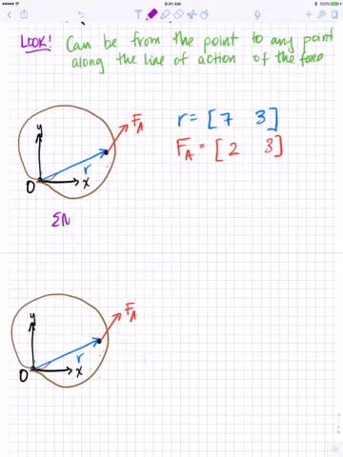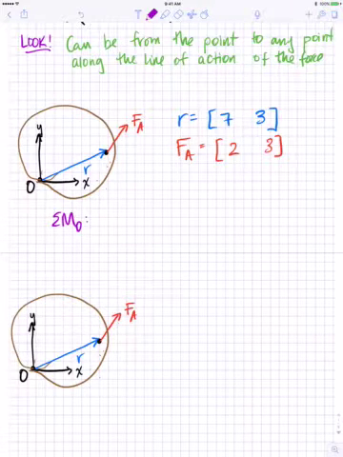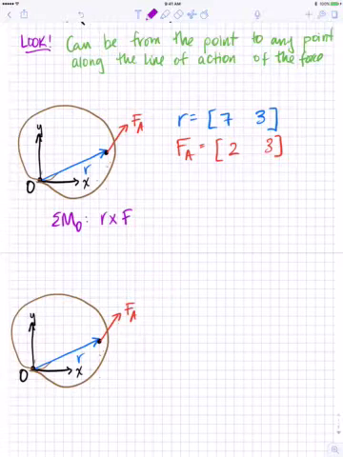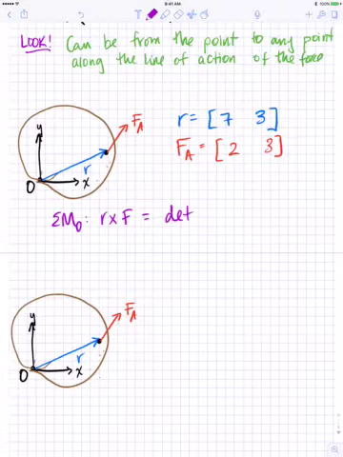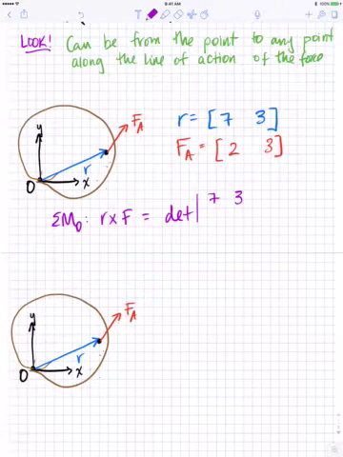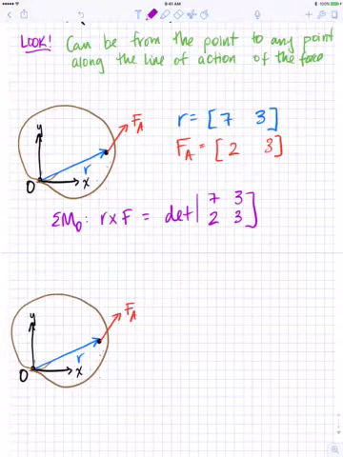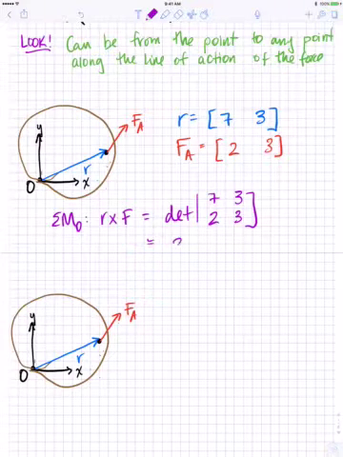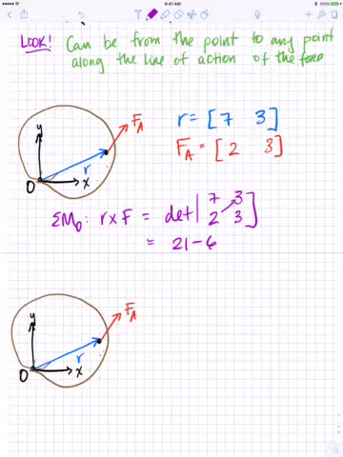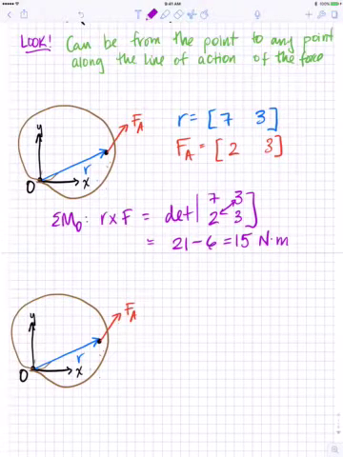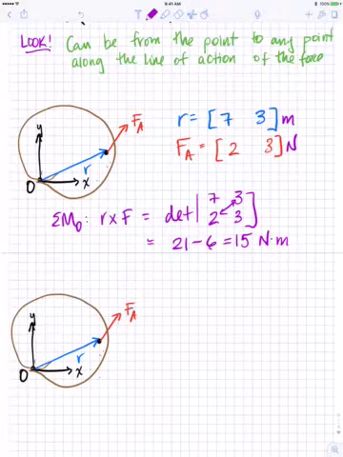Now we can do the sum of the moments about O, which is going to be equal to R cross F. And we know that that's going to be using the determinant. So this is only a 2D problem: 7, 3, 2, and 3. When we do the cross multiplication, 7 times 3 is 21, minus the 6 from cross multiplying the other diagonal, will get us our 15, whatever the units are. In this case, let's say Newton meters. So this should say meters, and this should say newtons.